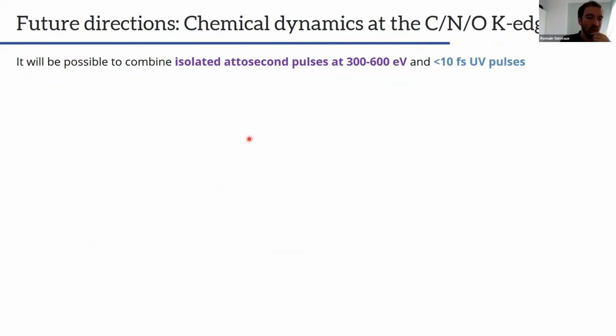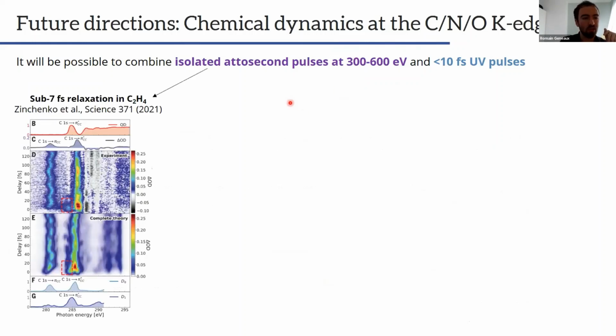Soon, it will be possible to combine isolated attosecond pulses covering 300 to 600 eV, and people are already starting to use these pulses for real experiments. For instance, you have this very recent paper that was done in Zurich, where they managed to measure a sub-7 femtosecond electronic relaxation at the carbon K edge. So this is a very impressive feat.